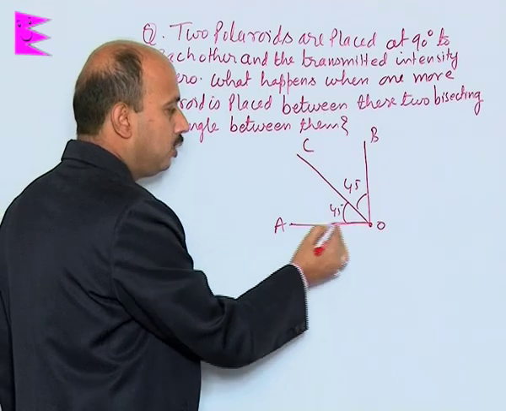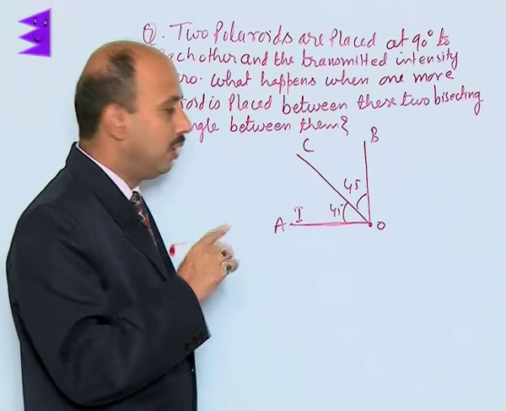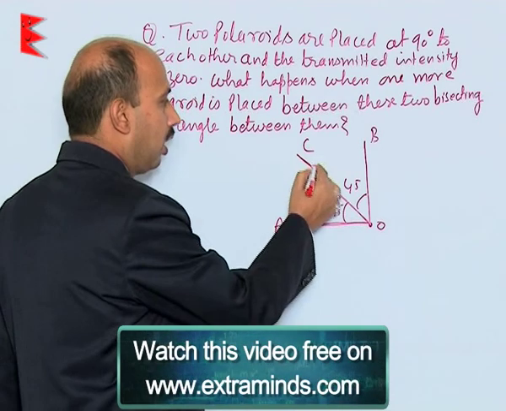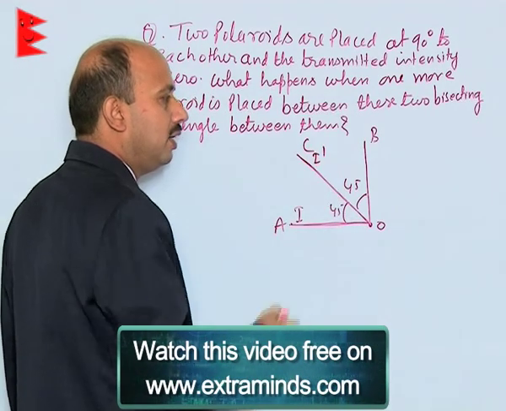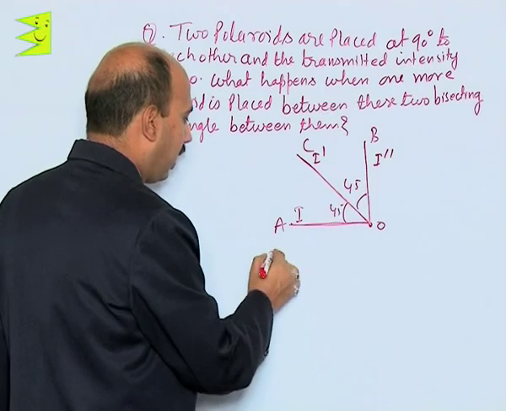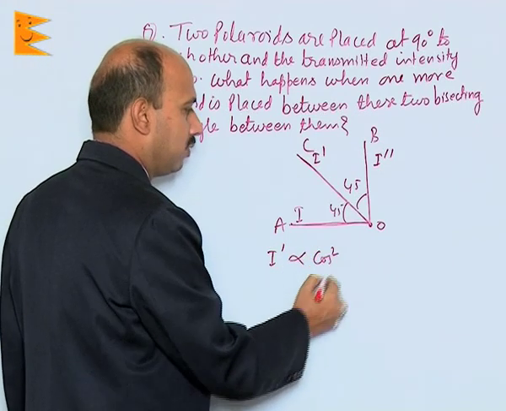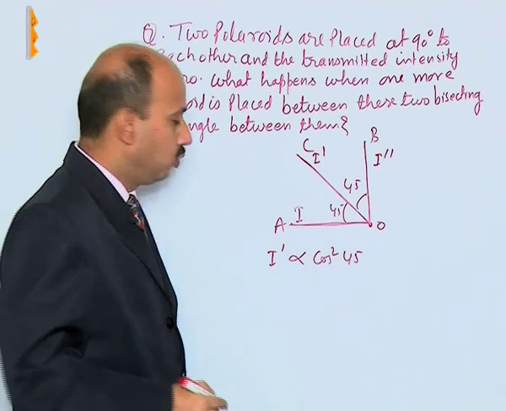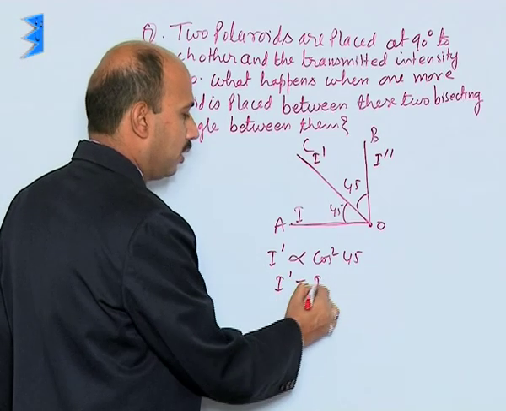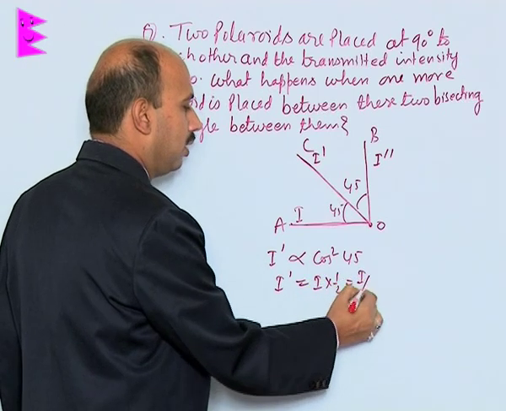Suppose the intensity of the light coming from the first Polaroid is I. According to the law of Malus, the intensity passing through this is I dash, and here the intensity passing through this is I double dash. We can write I dash is directly proportional to cos square 45. So I dash is equal to I cos square 45, that can be written as 1 by 2, that is I by 2.